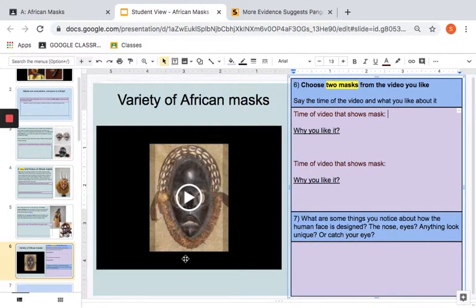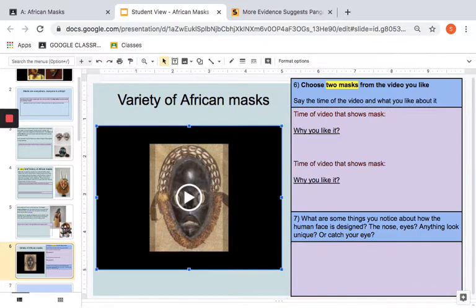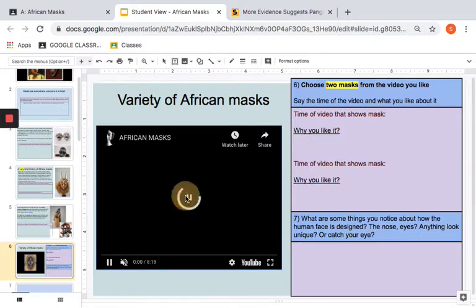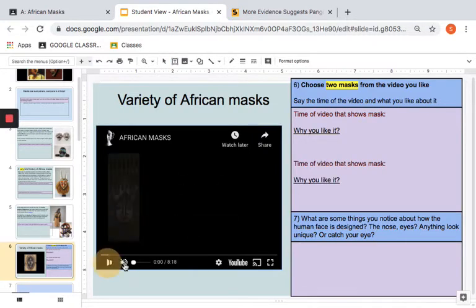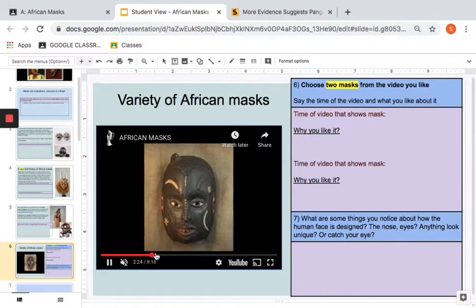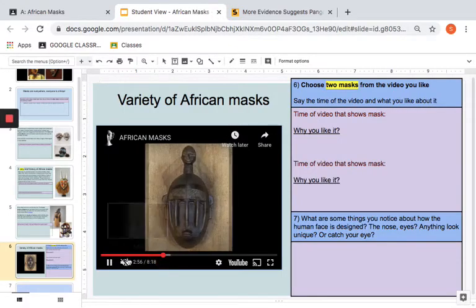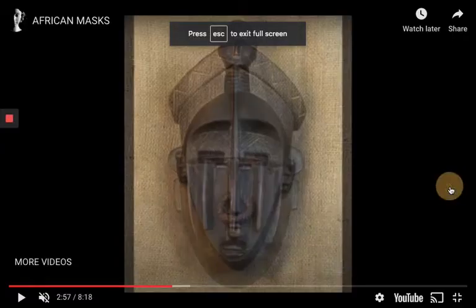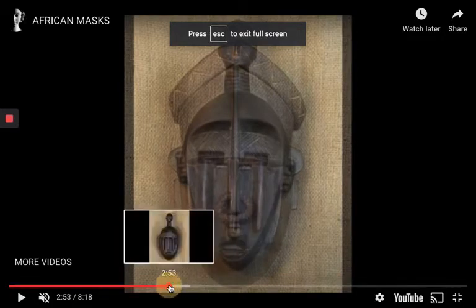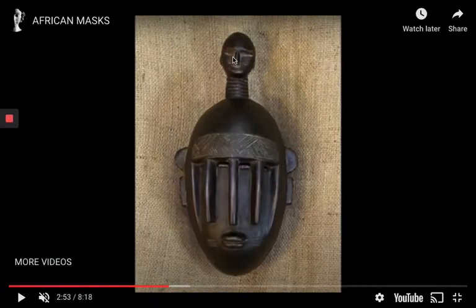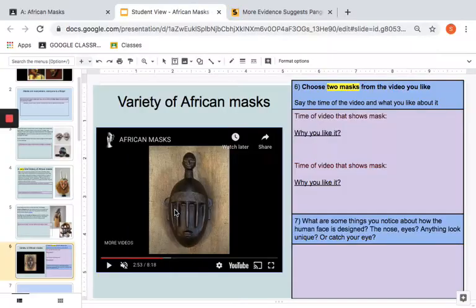But I do need you to watch this because it's important that you understand what kind of masks Africans were making, because they're very interesting. And like this one's crazy. Look at this one. What is that? The head is on top, and then the face is like a cage. Who even thought of that? That to me is super cool. So maybe you really like that one. You want to tell me about that one. And then I want you to tell me, what do you notice about how the human face is designed?